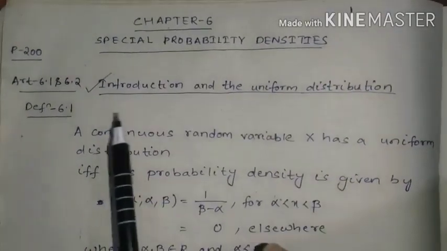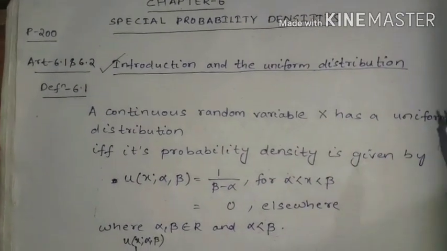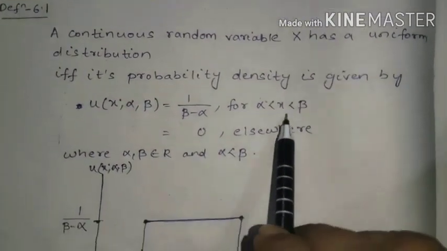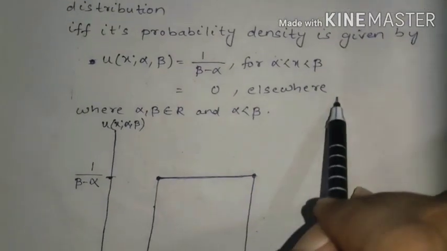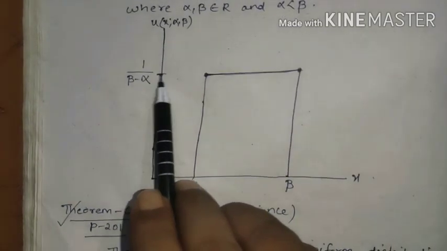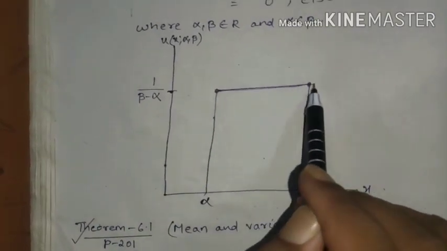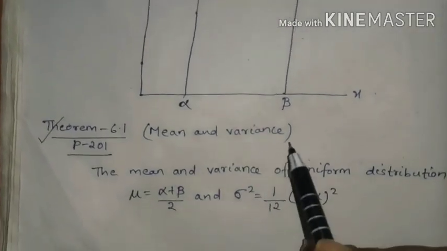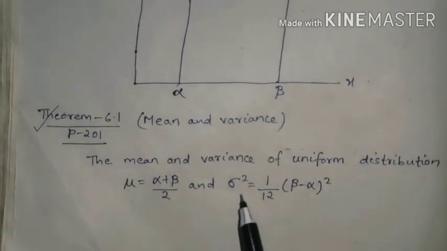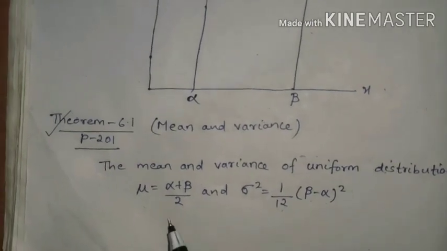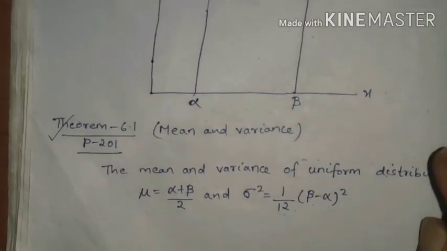Densities. Introduction and the uniform distribution. What is the uniform distribution? U of x, alpha, beta is 1 by (beta minus alpha) for x lying between alpha and beta, and 0 elsewhere. This is the graph, from alpha to beta with height 1 by (beta minus alpha), a purely step function. The mean is (alpha plus beta) by 2, and the variance sigma square is 1 by 12 (beta minus alpha) square. For the uniform distribution, you have to remember the mean and variance, and the proof can also be asked.